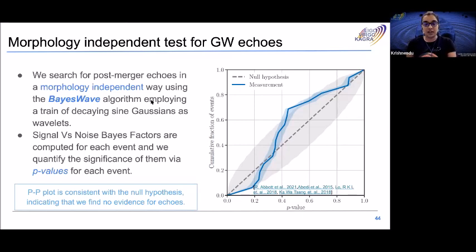So on the right-hand side, we show the probability-probability plot obtained from this analysis for the O3b events. The dashed lines correspond to the null hypothesis, with the gray representing the uncertainty in the measurement at 90%. You can also see these blue lines, which correspond to the measurement obtained from the O3b events, with the corresponding uncertainties represented by this light blue region. When you compare these dashed lines with the solid blue lines, we can see that this PP plot is consistent with the null hypothesis, indicating that we find no evidence for echoes.